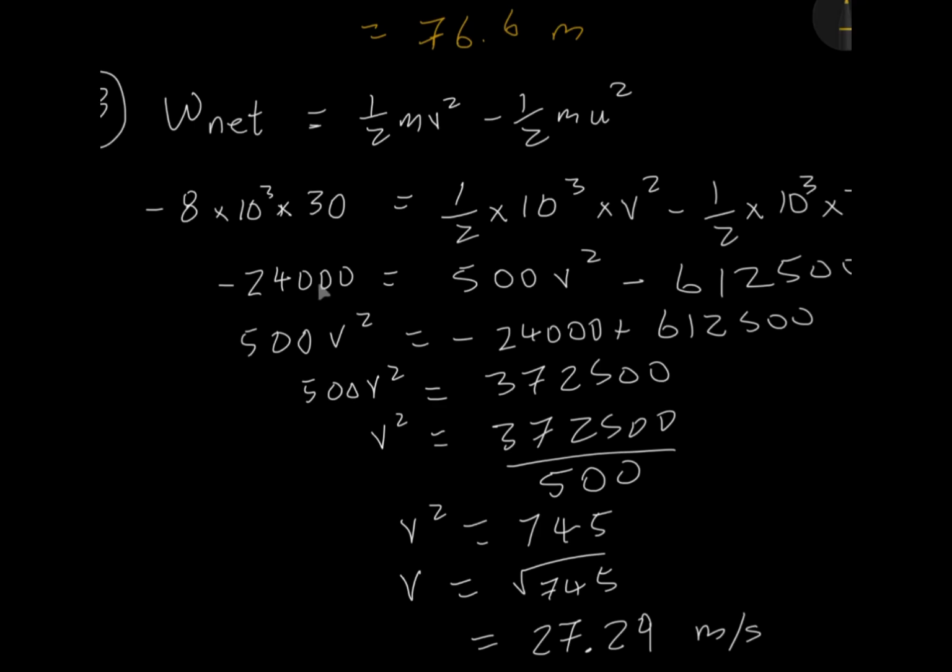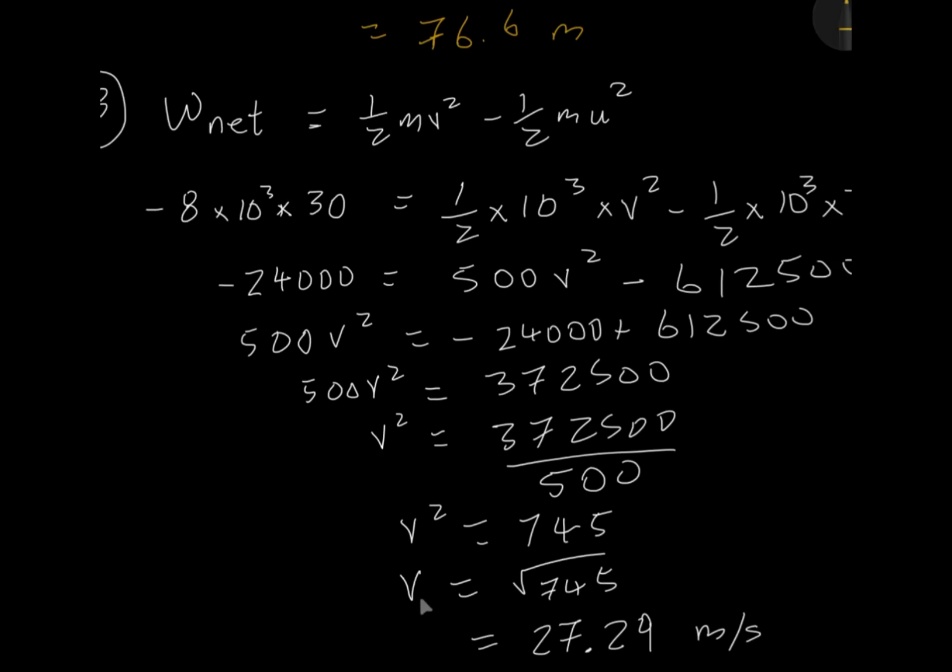So calculating the left side, negative 24,000 is equal to 500 v squared minus 612,500. So 500 v squared is equal to negative 24,000 plus 612,500. And so 500 v squared equals 372,500. So to find v squared, you divide 372,500 by 500. So v squared is equal to 745.